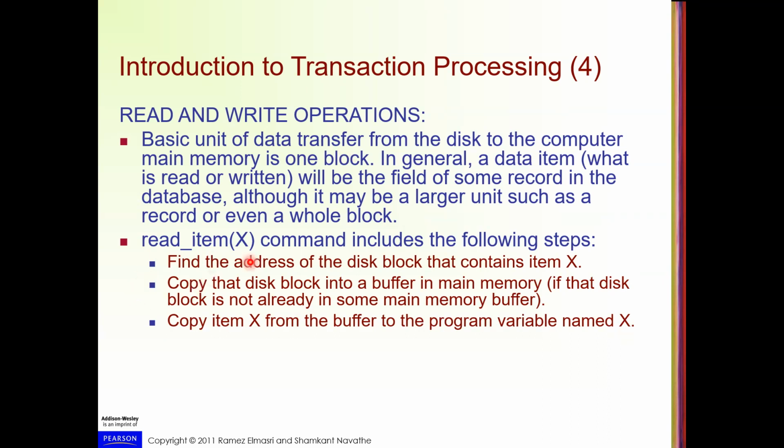If you want to read the value of the item X, you have to perform three operations. Finding the address of the disk block to read, copying that disk block into the main memory by using a buffer, and then copying item X from the buffer to the program variable named X. Please stop this video for 1 minute and read these three lines. Then I will explain.